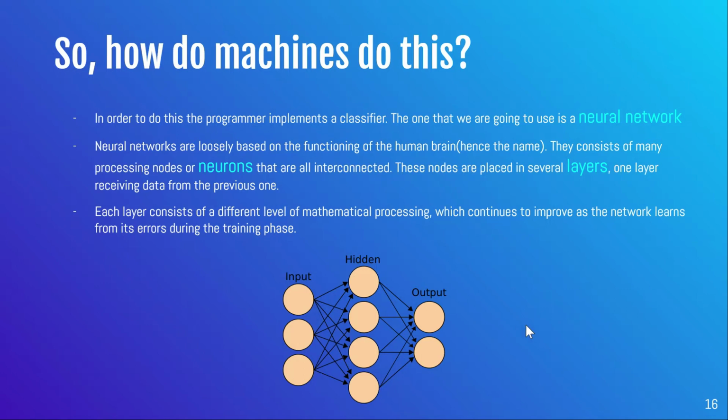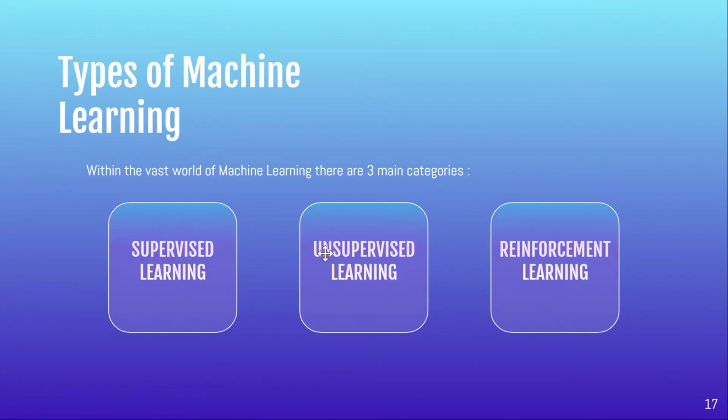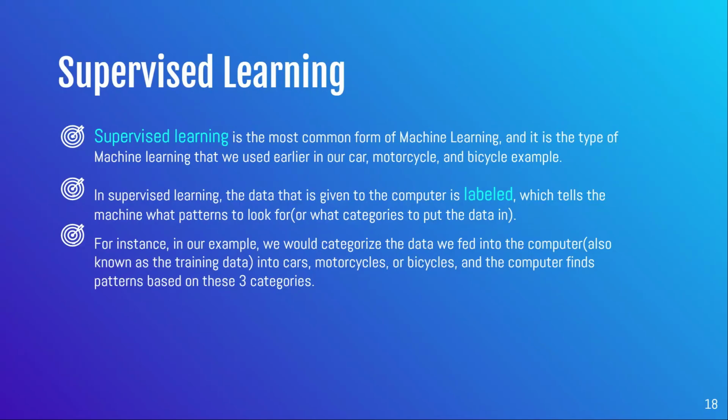Each layer consists of a different level of mathematical processing, and the machine then improves on this processing to improve the network itself, and it learns from its errors during the training phase to provide better answers to the output layer. The different types of machine learning that we're going to learn today are supervised, unsupervised, and reinforcement learning. These are just three main types of machine learning, but there are of course many, many more. So first of all, supervised learning.